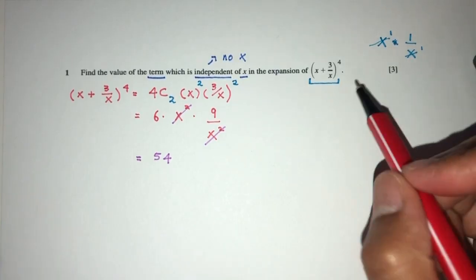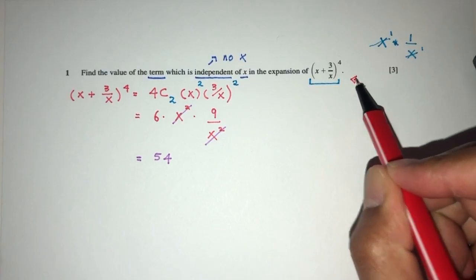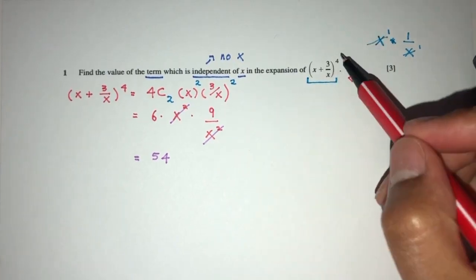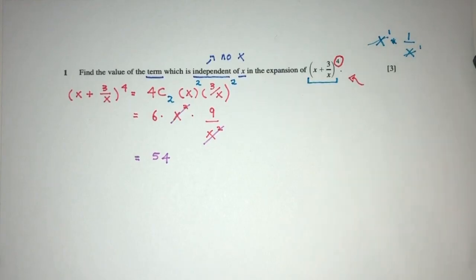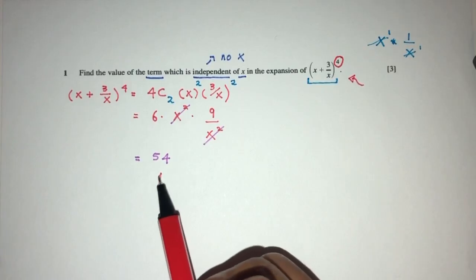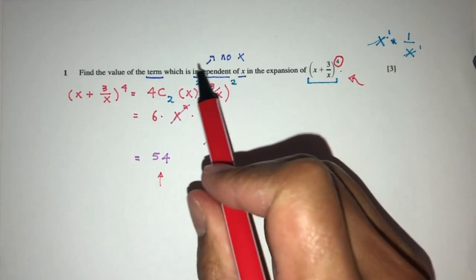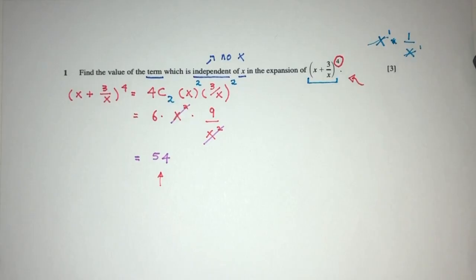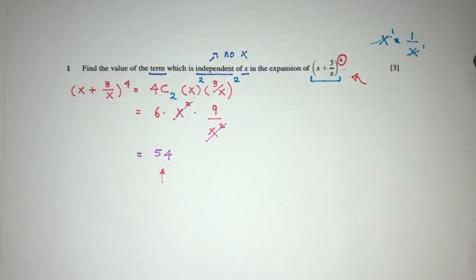However, if you guys would like to expand the whole thing, you can also do that, because there's only 4 terms to expand. 5 terms in total. So it will not be that hard. You can always expand everything and then choose the term which does not have x, which will be independent of x in this question. And this will be the question involving these expansion.